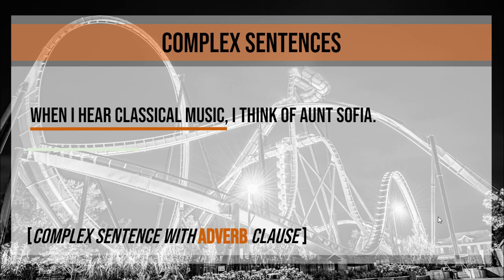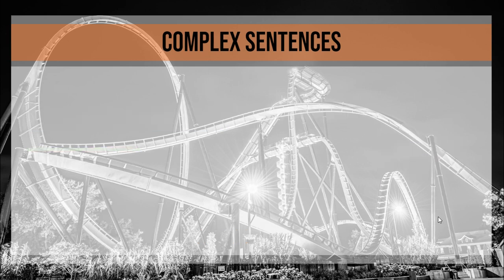What we're left with, I think of Aunt Sophia, is the independent clause, the part that makes sense by itself. And if I was to ask you what the subject and verb of the sentence is, you would say the subject is I. The sentence is about I. And the verb is think. Complex sentence with an adverb clause, subject is I, verb is think. One final example.